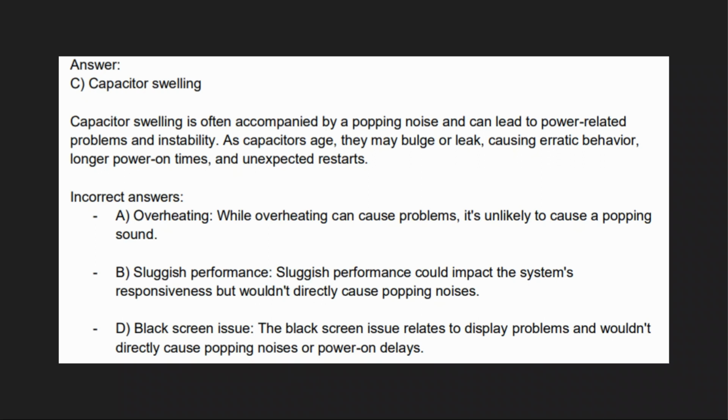Generally, the first go-to step you'd want to do to look at sluggish performance is look at Task Manager and see if there's any programs operating that shouldn't be operating at that time. And of course, a black screen issue is not going to cause shutdowns or a popping sound. You're just going to have issues with your display, so that's not the answer. Okay, let's go to the next question.